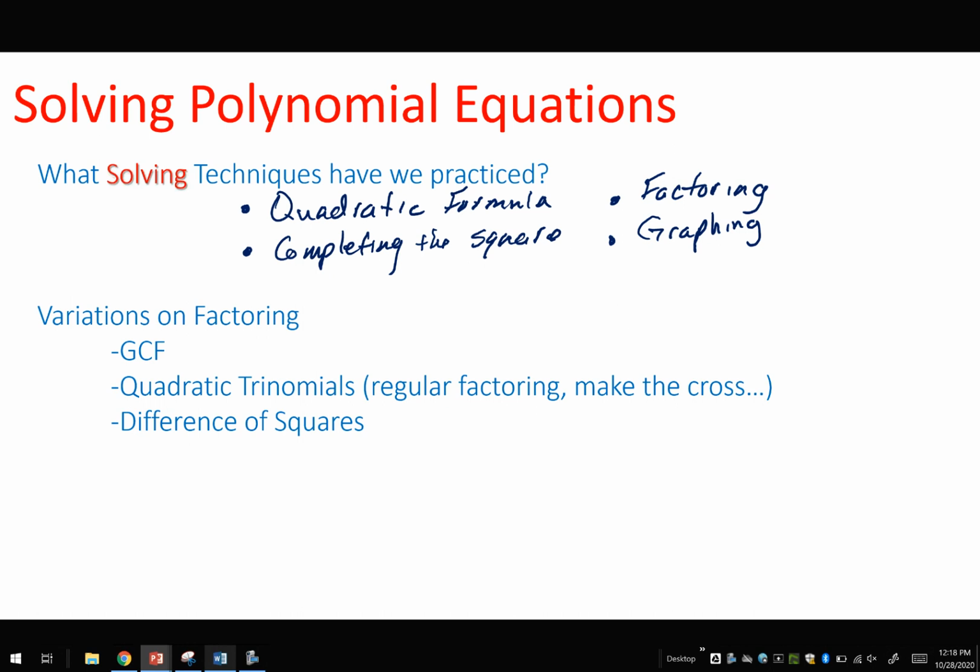We also have talked about difference of squares, and we're going to talk more about that today. So difference just means subtraction. So I have two things that are squared that I'm subtracting. So these are all variations on factoring.